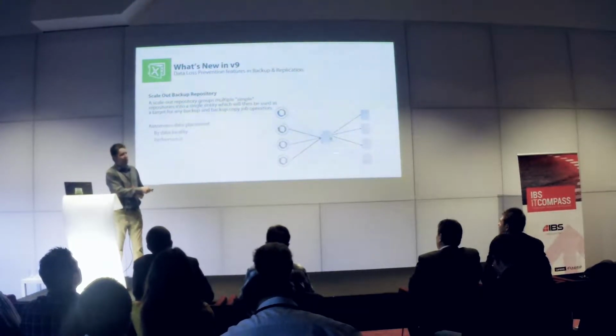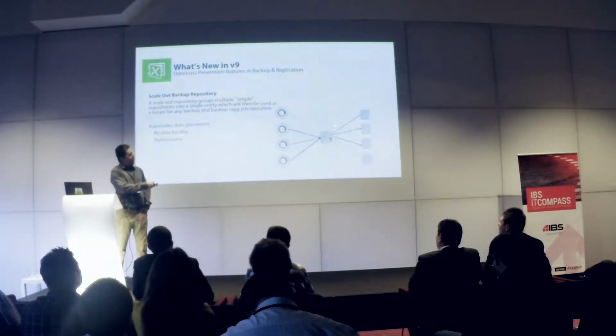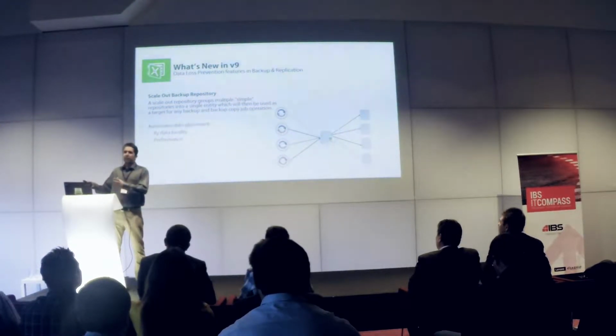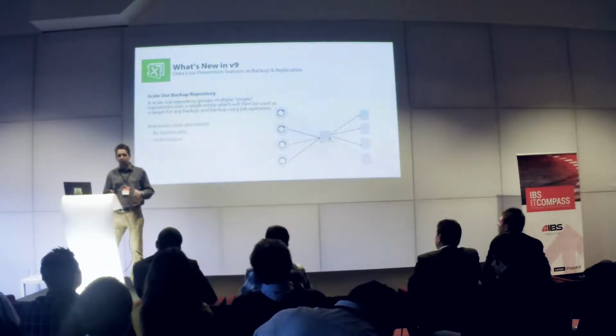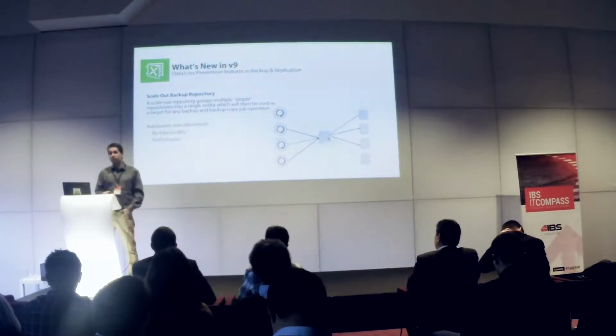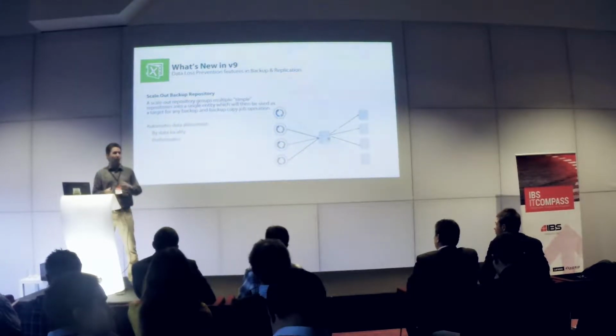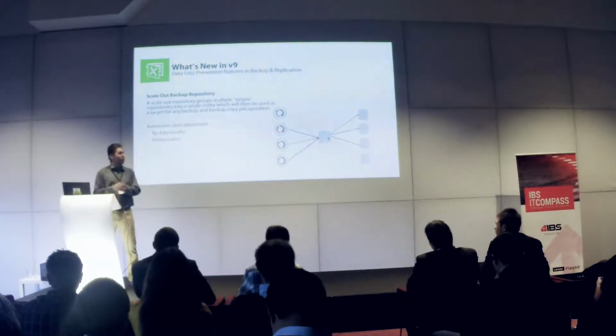When you define this scale-out backup repository, you can say whatever repository I have in the backend, you can place the data on them. But if you choose data locality as the setting for this scale-out backup repository, whenever we create a backup for a virtual machine, we place it on one extent, and we create a full backup, and then all the increments will be on the same extent. So that's data locality. And performance will make things in a different way.